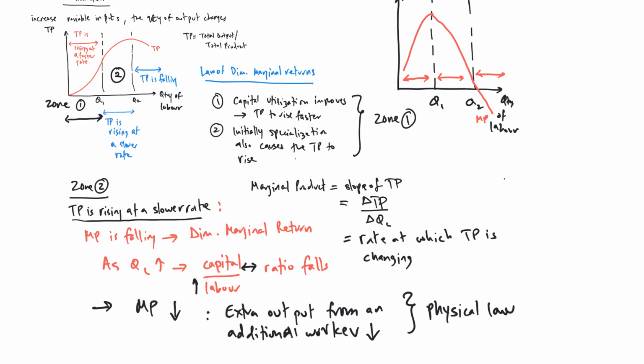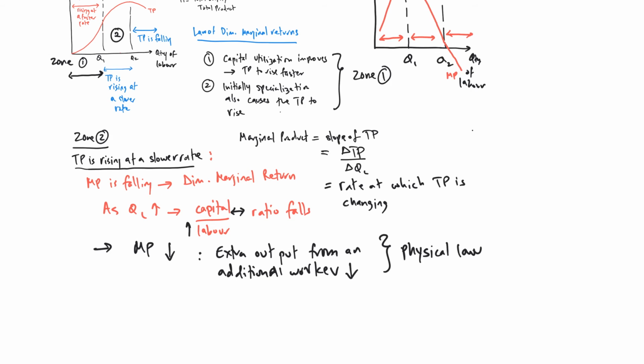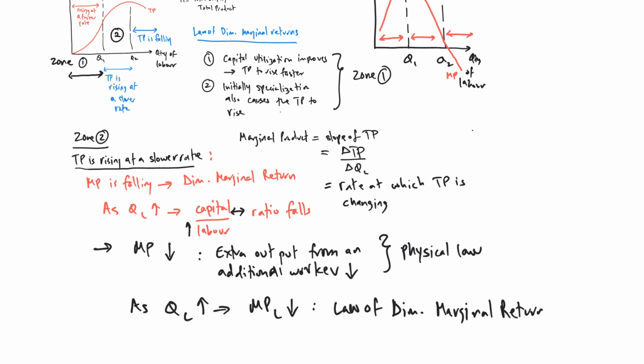So TP is rising at a slower rate, or MP is falling, because we are not changing the fixed factor and we are only adding the variable factor. So productivity will start to get affected. Make sense? So remember this: as Q of labor rises, your MP of labor will fall because of the law of diminishing marginal return. Okay, it's not the law of diminishing marginal utility, which is the concept we learn in our utility chapter, but this is the law of diminishing marginal return.